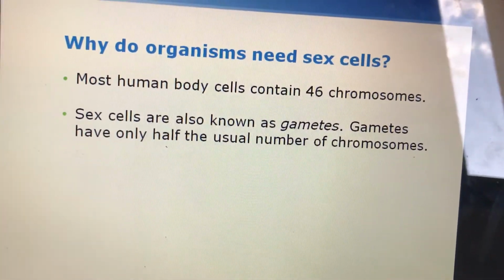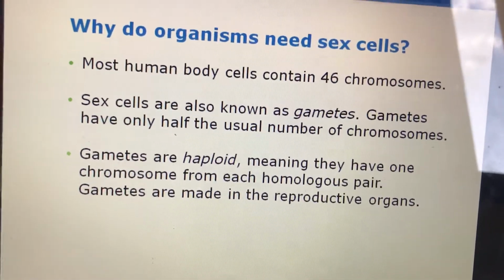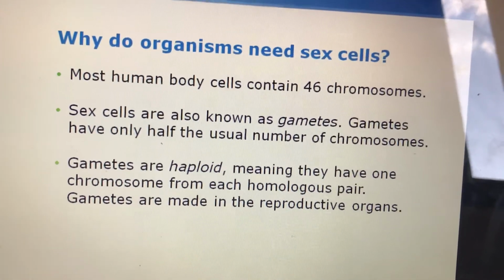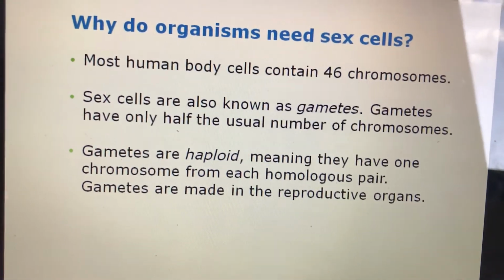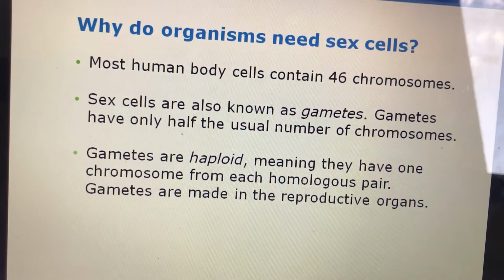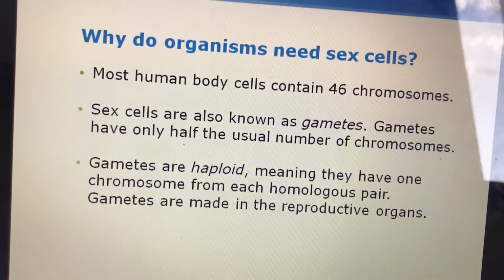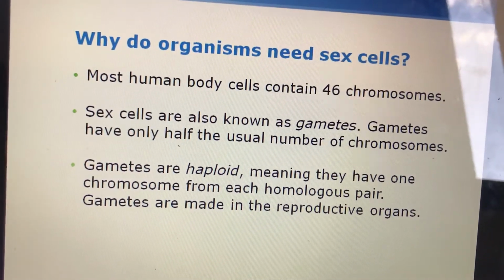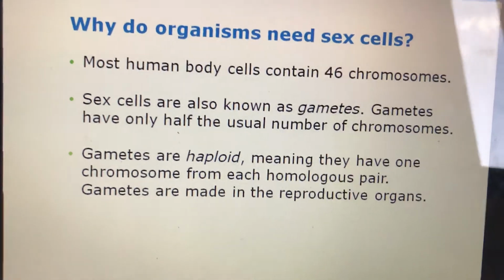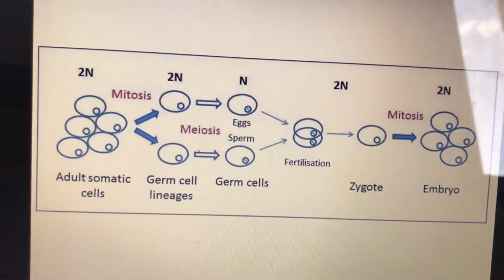So we said that most human body cells contain 46 chromosomes, while sex cells are gametes. They have half the usual number of chromosomes, so they contain 23 chromosomes, meaning that the gametes are haploid, while the body cells are diploid. Now, where can we find these gametes? Where are they produced? They are produced in the reproductive organs, the male and the female reproductive organs.